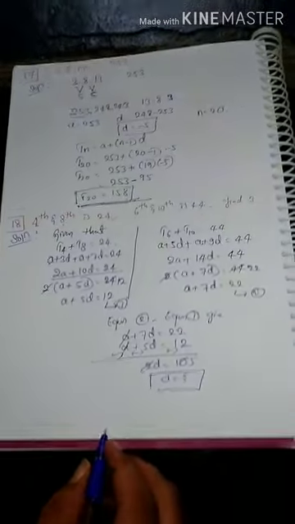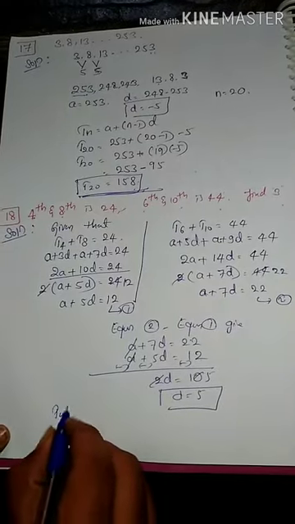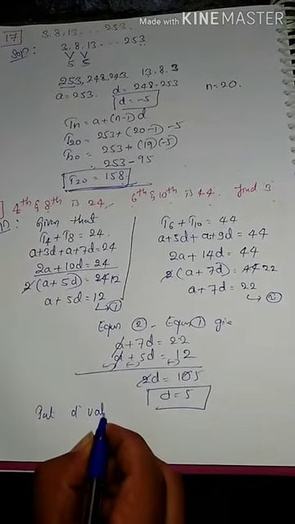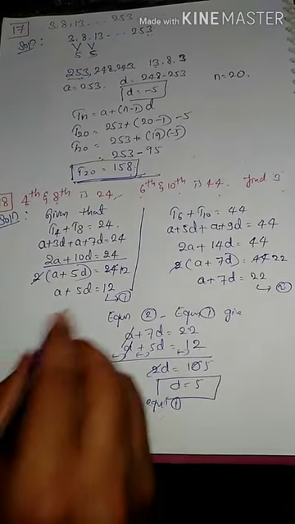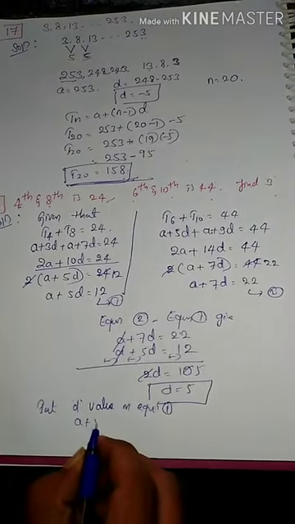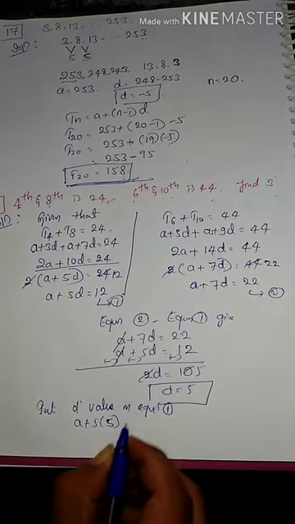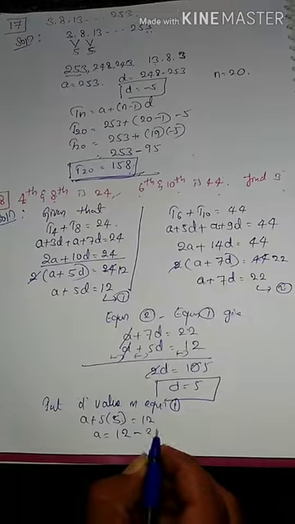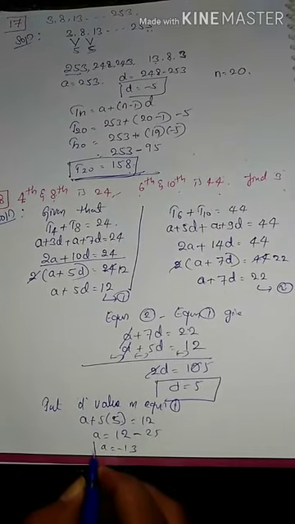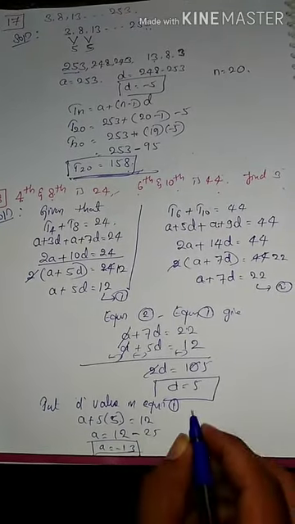Now put the D value in equation number 1. So equation number 1 becomes A plus 5 into D, where D is 5, is equal to 12. A is equal to 12 minus 25. So A is equal to minus 13.